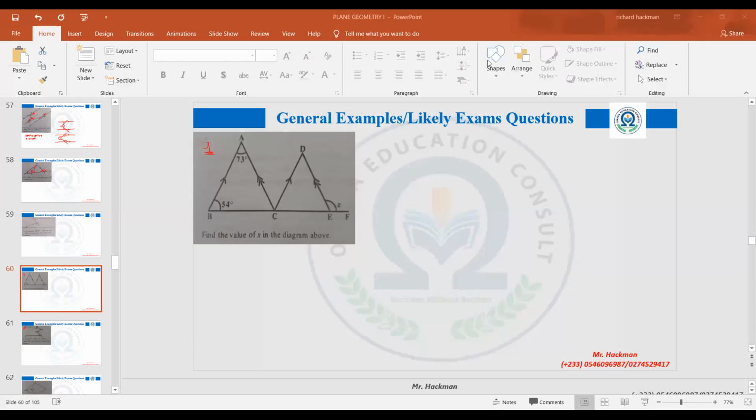Hello everyone, you are welcome to today's class. In today's class we'll be looking at the solution to the assignment that was given in our previous lesson. We were given two questions, the first one is what we can see on the screen. So quickly we'll be looking at the ideal solution to the questions that you were given.